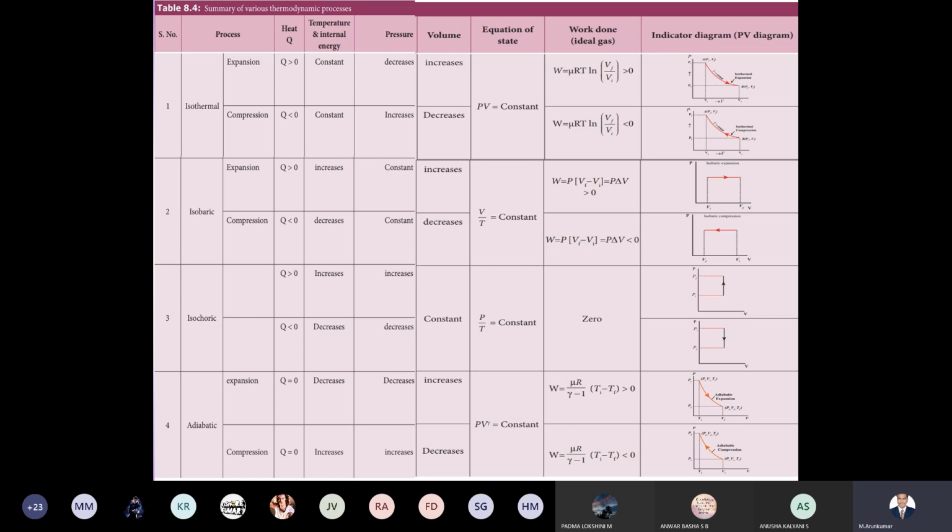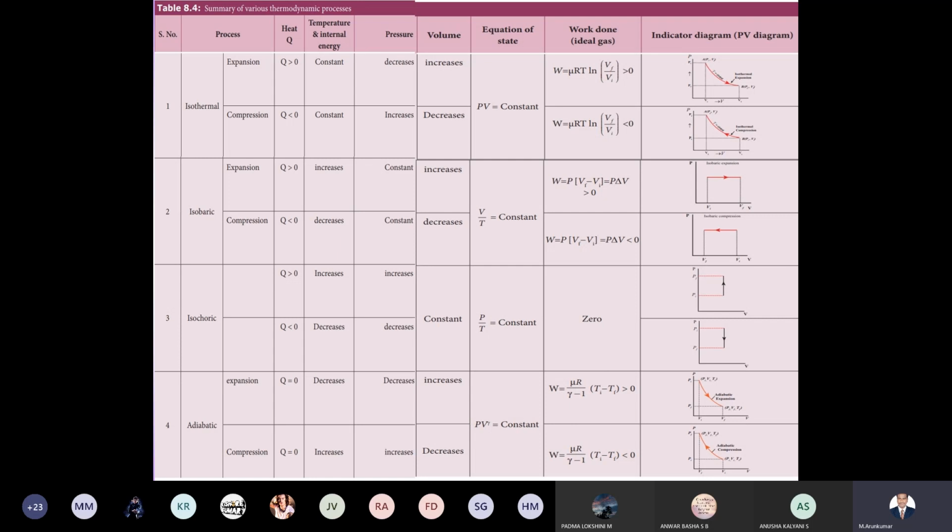If you compress the air, the pressure increases. But in expansion, the pressure decreases and the volume increases. So compare these two, pressure versus volume. During compression, the pressure inside the gas will increase, but the volume of the portion where the gas is contained will decrease. The pressure will increase and the volume will decrease during the compression process.